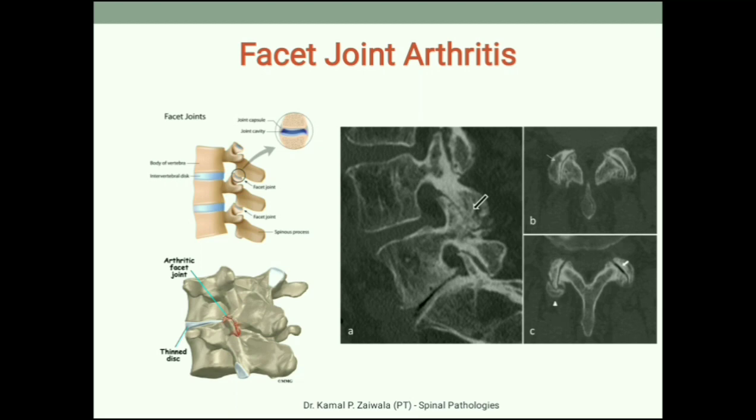In image A, we can appreciate that the joint space between the two articular surfaces of the facet joint is reduced. That is, the portion where the arrow is shown, you can appreciate that thing. So patients with facet joint arthritis generally come with characteristic features which make it easy to diagnose in patients.